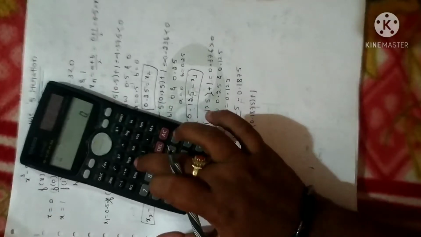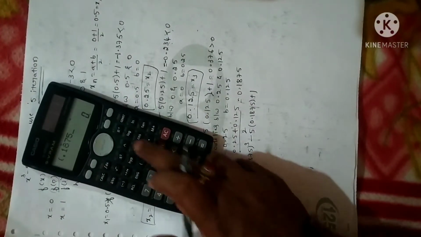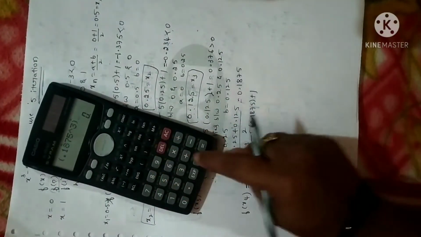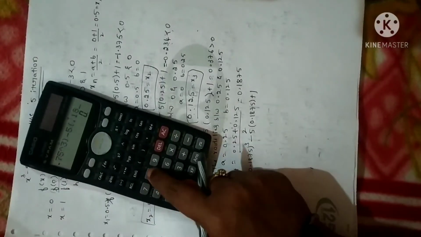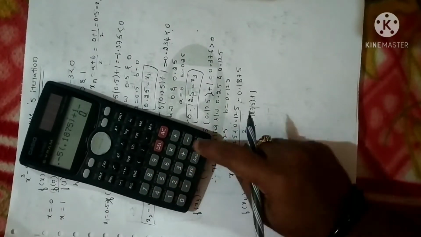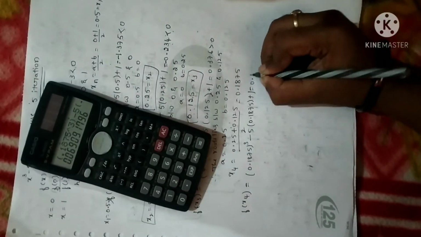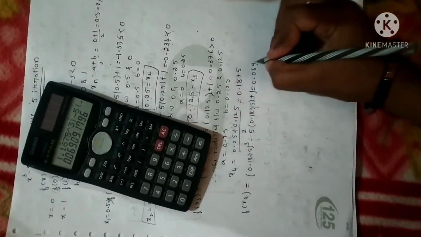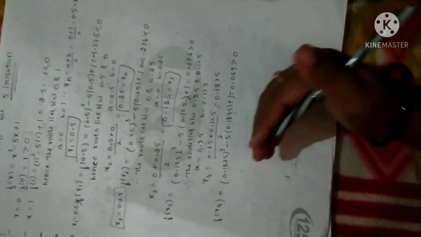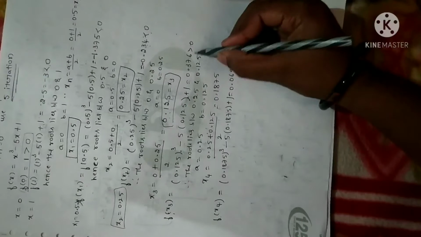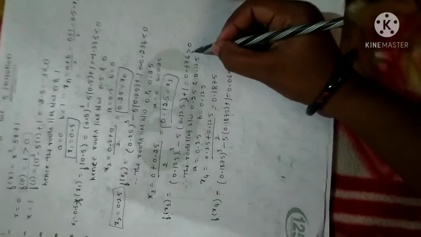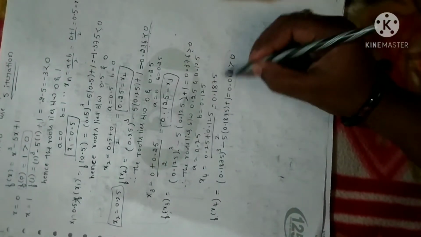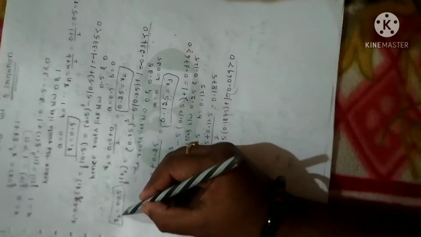So after simplification, 0.1875 whole cube minus 5 into 0.1875 plus 1 will give us 0.069. Anyhow, f of x4 value is positive, greater than 0. Now I have to look for the previous f of x value which is negative. Since f of x3 is positive, we have to go previous, that is f of x2 value is negative. Since I have obtained positive, we are looking for negative value and it is for x2.